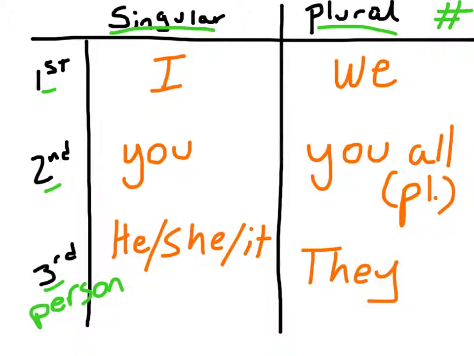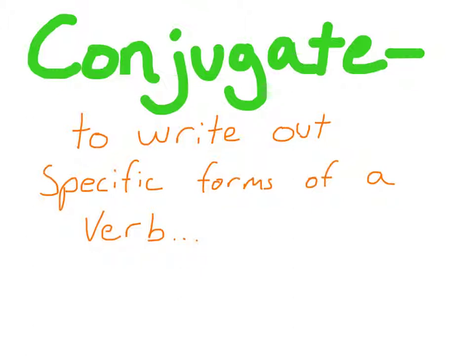So you should have a space to copy this chart down if you want to pause the video for a second and do that. So we can put any verb in this table, and that process is called conjugating. So to conjugate something is to write out specific forms of that verb. So if you want to take a minute to write that down.